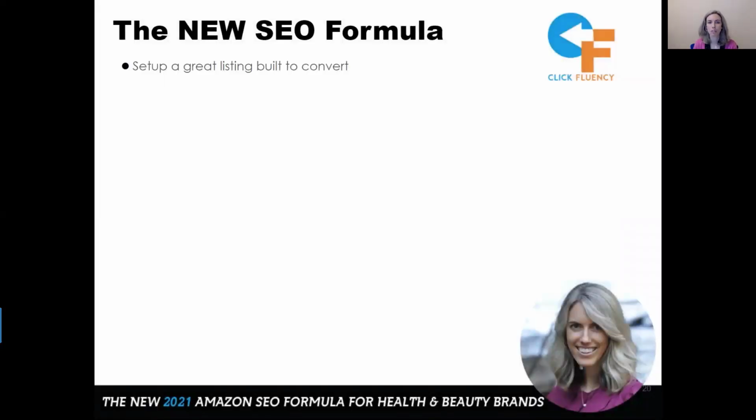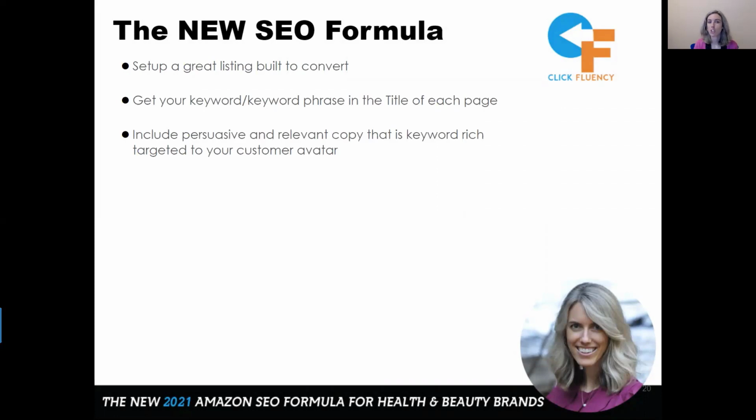So just a few other things about the SEO formula, for summary. Set up that listing and build it so that it converts, and get those keyword phrases, or the keyword, in that title if possible. Make sure that your copy is persuasive, relevant, keyword rich at the same time, and targeted towards your customer. You know your customer better than anyone. Use that information, knowing their pain points, their struggles, and how your product has benefited them, making sure that's included in the copy.